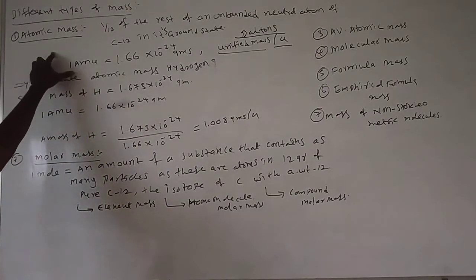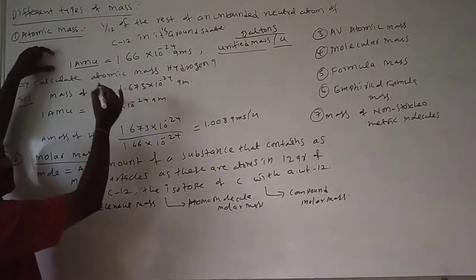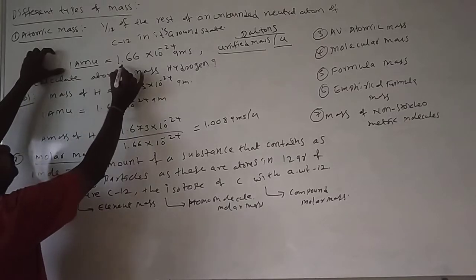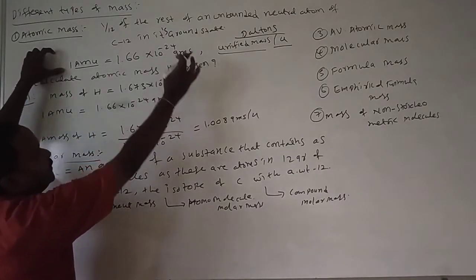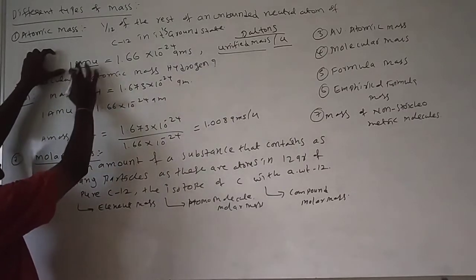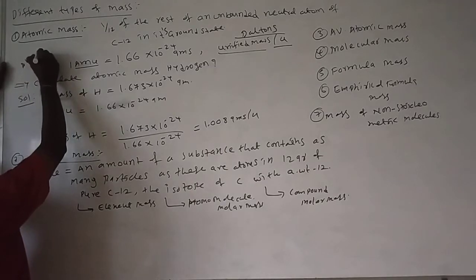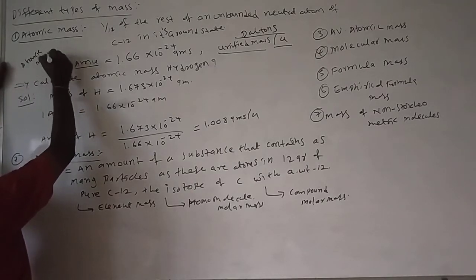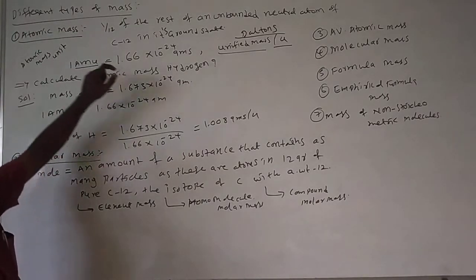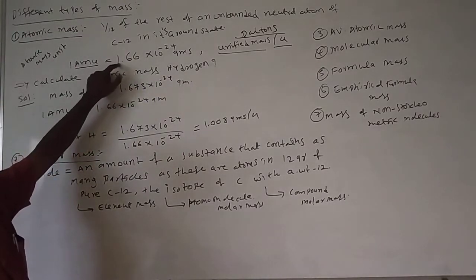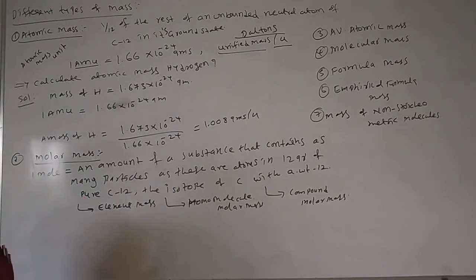Atomic mass unit is indicated with AMU. Already we know about this. 1 AMU is equal to 1.66 × 10^-24 grams. What is AMU? AMU means atomic mass unit. 1 atomic mass unit is equal to 1.66 × 10^-24 grams.